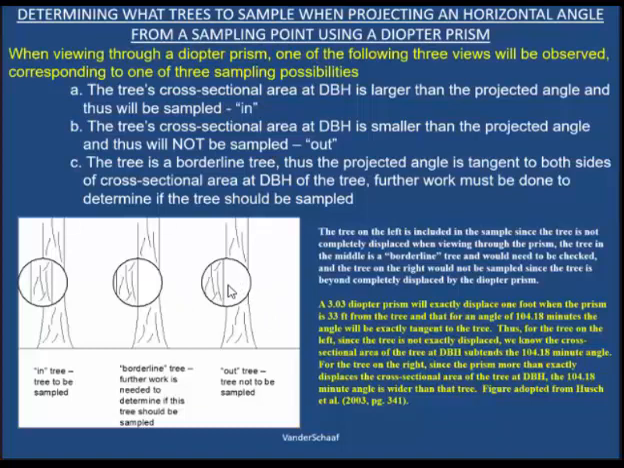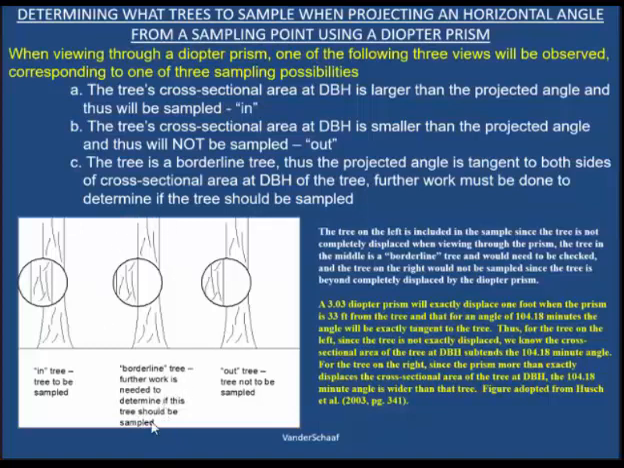Notice that this prism, this piece of glass, has displaced that part of the stem beyond the remaining stem. Or the tree is a borderline tree, or is in a borderline state. Thus, the projected angle is tangent to both sides of cross-sectional area DBH of the tree, or nearly tangent, where you cannot identify it truly with the prism, and you need to check it with a tape. Further work must be done to determine if the tree should be sampled. So we have our borderline tree, or the borderline state.